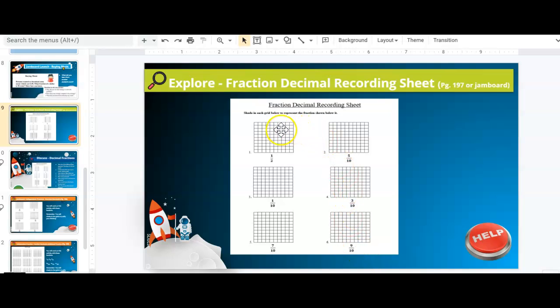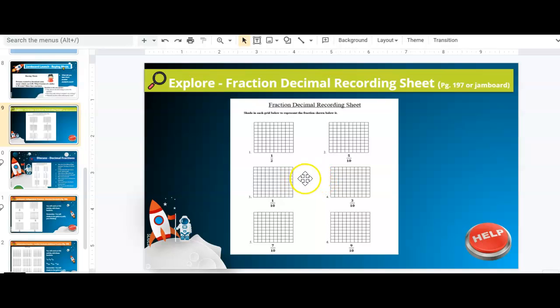Number 6, 9/10. So we're actually going to shade these in to represent the fraction below them. For this one, for instance, I want you to shade in 1/2. What would 1/2 look like for this entire grid? And number two, what would 5/10 look like? And so forth. So go ahead and pause the video, and you can go to the Jamboard to shade them in, or you can do it in your math binder, page 197.